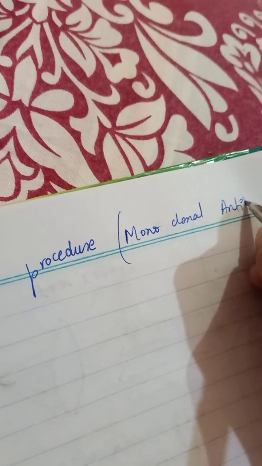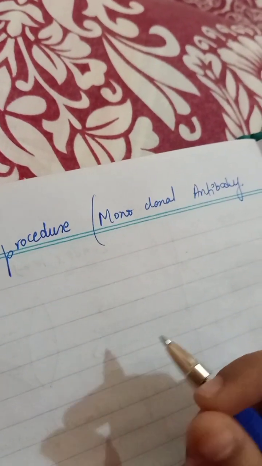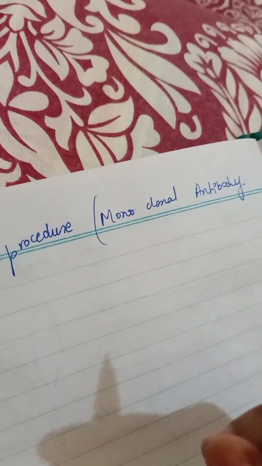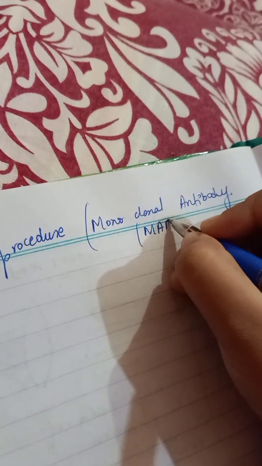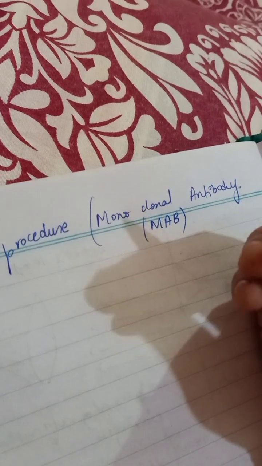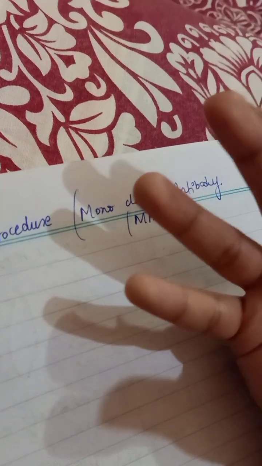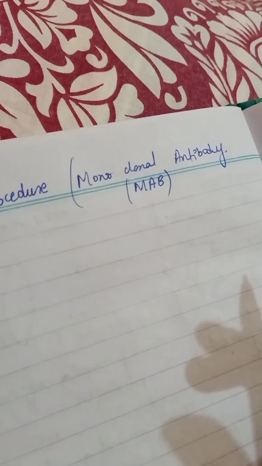First of all, the antigen for which we have to make the monoclonal antibody, we also call this a MAB. Monoclonal antibody is also used for rheumatoid arthritis and autoimmune disorders. We are going to discuss that very soon in the next videos.